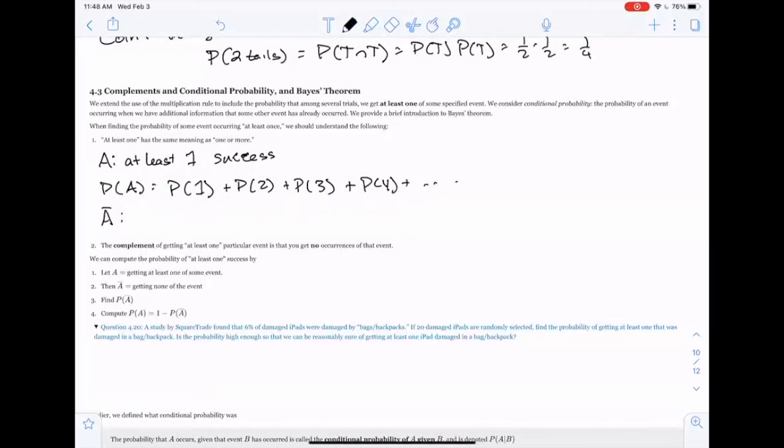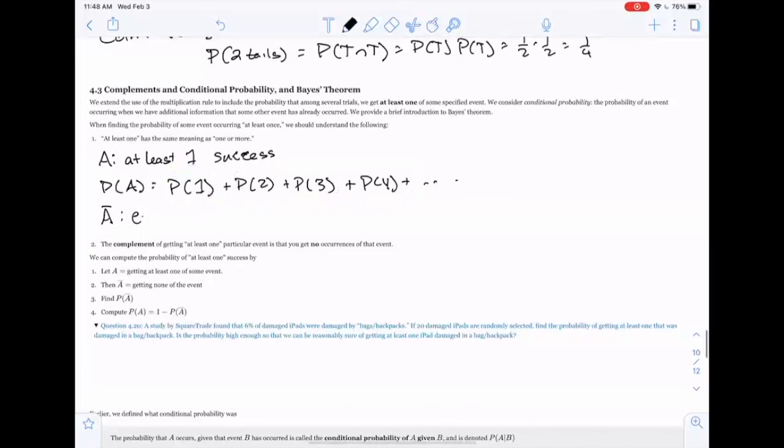What does the complement of A mean? Well, the complement of at least one success is getting exactly 0 successes, right? This in and of itself is a simple event, right? Getting 0 successes. That is very helpful.